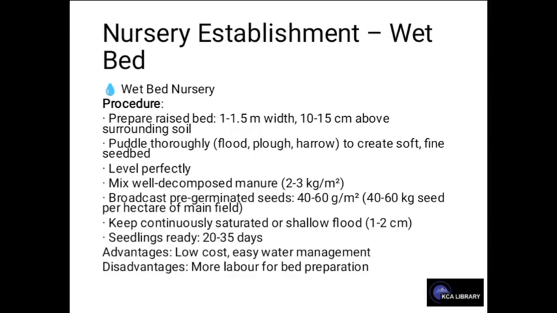Broadcast pre-germinated seeds at 40 to 60 grams per square meter. That translates to 40 to 60 kilograms of seed per hectare of main field. Keep the bed continuously saturated or with a shallow flood of 1 to 2 centimeters. Seedlings are ready in 20 to 35 days. The advantage of this wet bed is that it has low cost and easy water management. Its disadvantage is it's more labor for bed preparation.